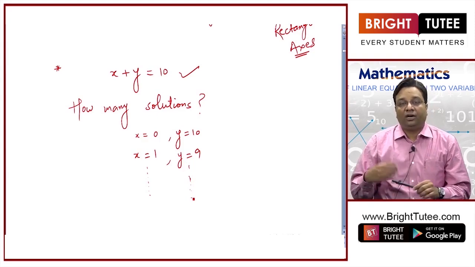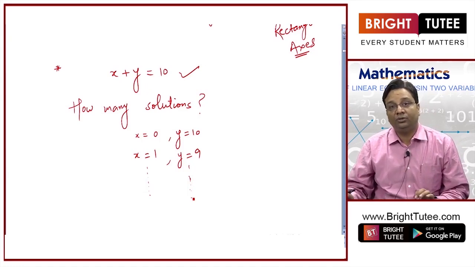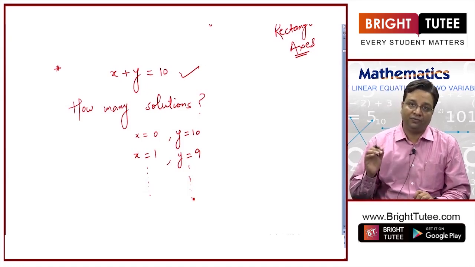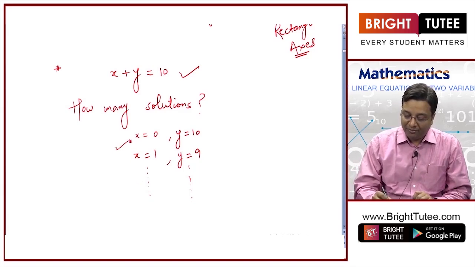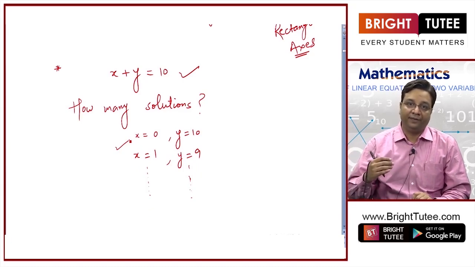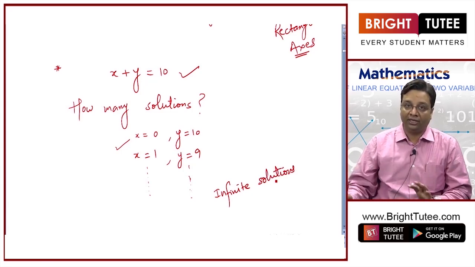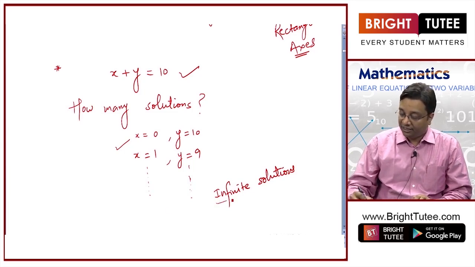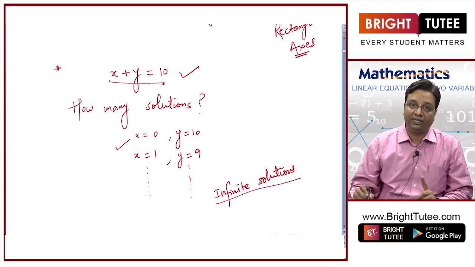So, how many ways can we find these solutions? How many solutions can we find for this one equation? You can put any real number in place of x and you will get a corresponding real number for the value of y. So, you can find infinite solutions. This is something that we have studied already. We will get infinite solutions for an equation in two variables.